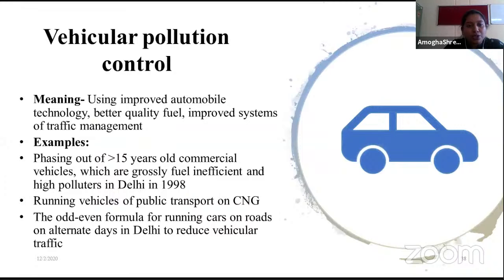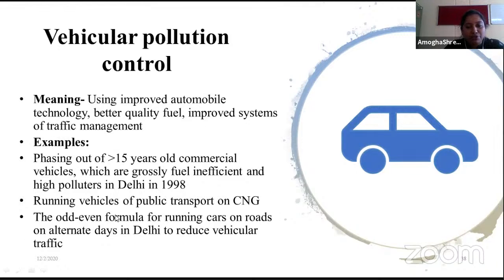Vehicular pollution control. This means using improved automobile technology, better quality fuel, and an improved system of traffic management. So in Delhi, they have taken many measures. For example, phasing out of more than 15 years old commercial vehicles, which are grossly fuel inefficient and high polluters in Delhi. And this action was taken in 1998.